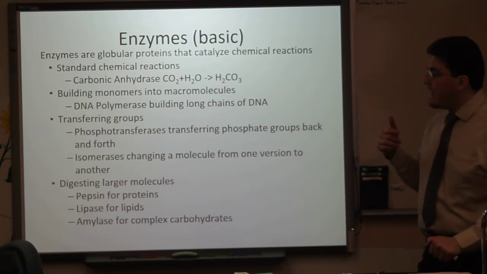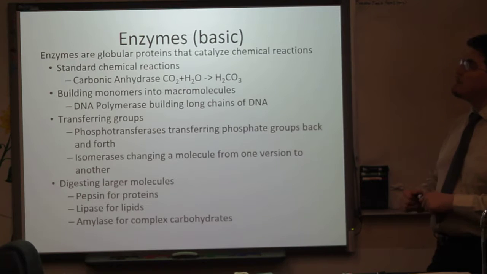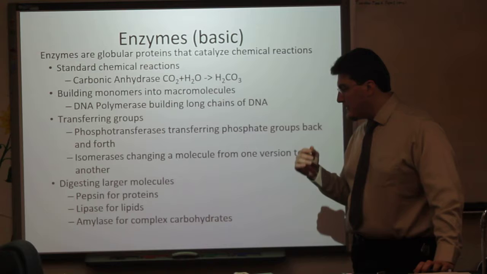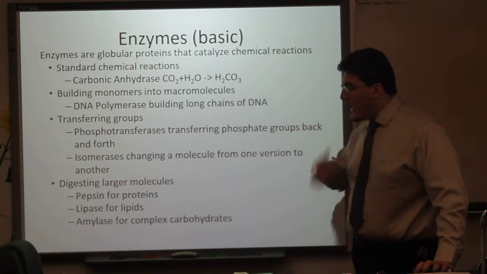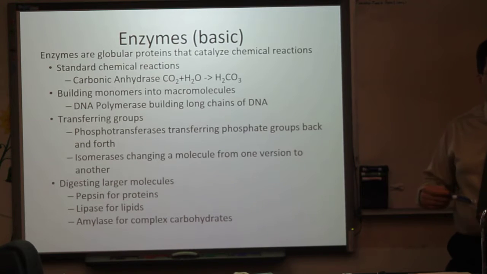Lipase is an enzyme that comes from your pancreas that goes into your small intestine. That digests lipids. Amylase is found in your saliva and your pancreas. Those are for the breakdown of complex carbohydrates.